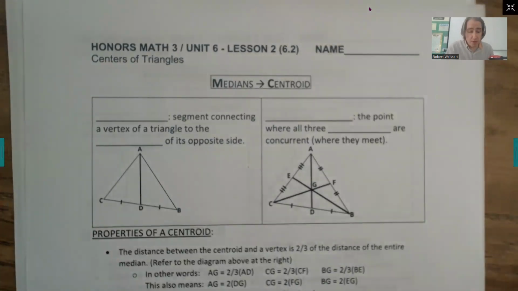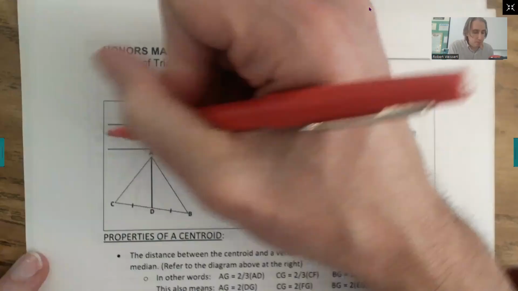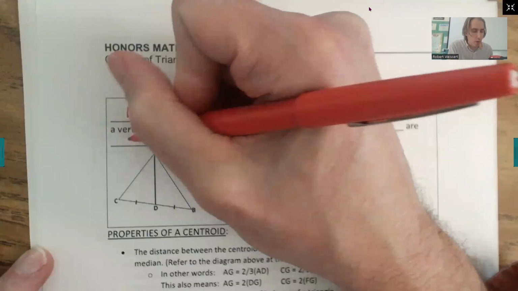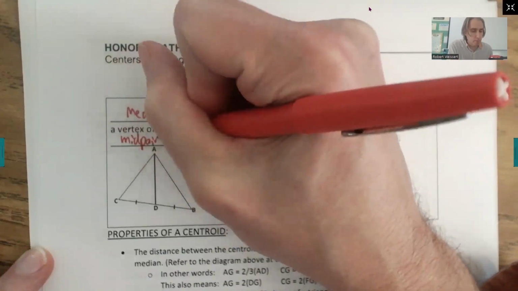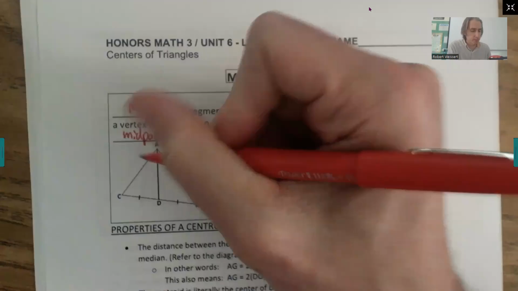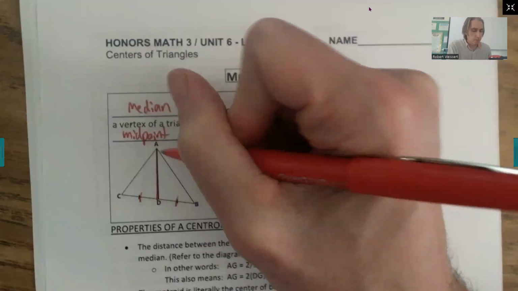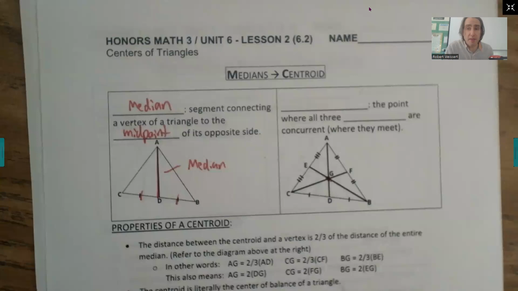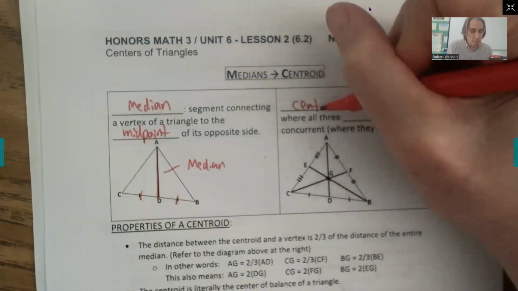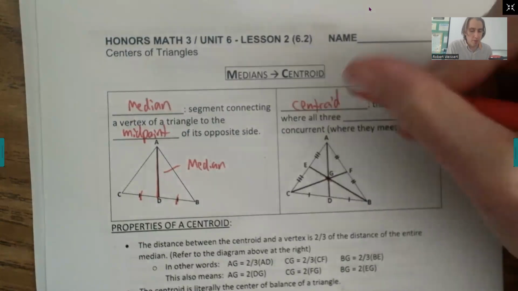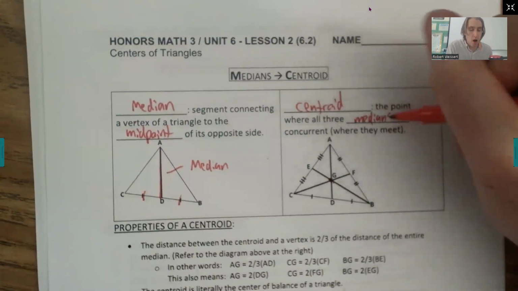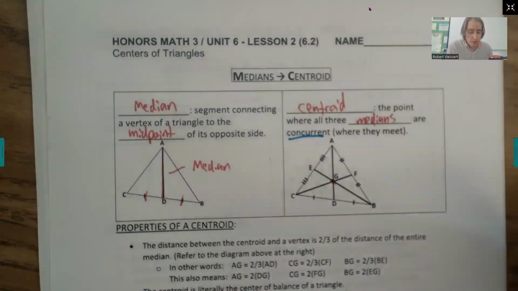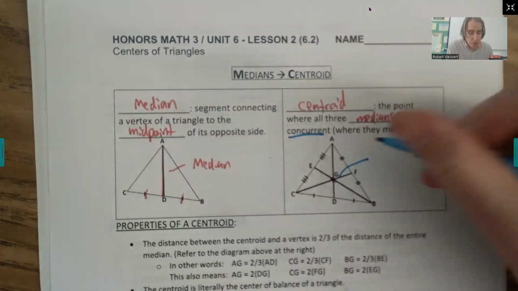So let's fill out some formal definitions. The median is a segment connecting a vertex of the triangle to the midpoint of its opposite side. The point where those medians intersect is called the centroid. It's the point where all three medians are what we call concurrent. And that's a fancy word from math, just saying where they come together, where they meet. So that's going to be, in this case, point G.